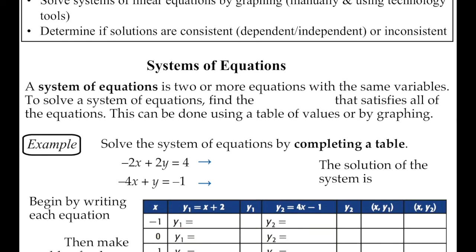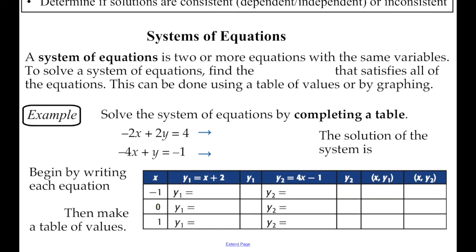So first off, a system of equations is just a set of equations. It's at least two, so two or more equations, where they have the same variables. And in order to solve those systems, we need to find an ordered pair that satisfies all of the equations. If there's two equations, that ordered pair needs to satisfy both equations. So we're going to learn two ways to do that. The first is to use a table of values, and then the second is to actually graph each of those equations.